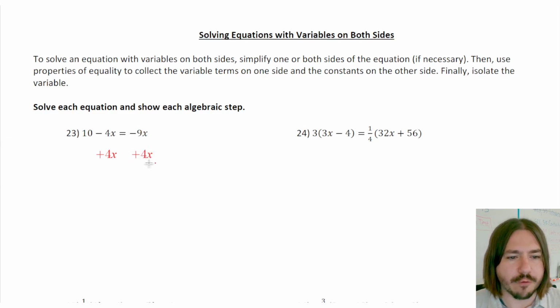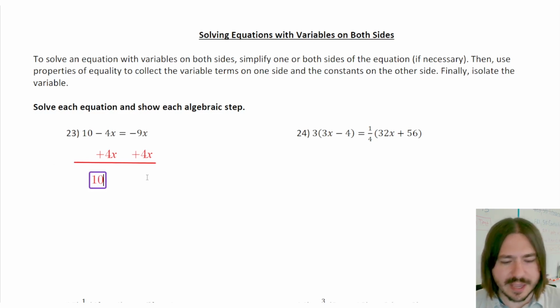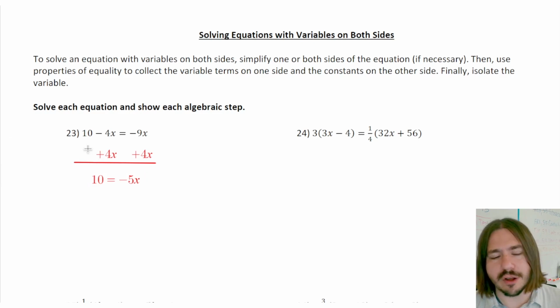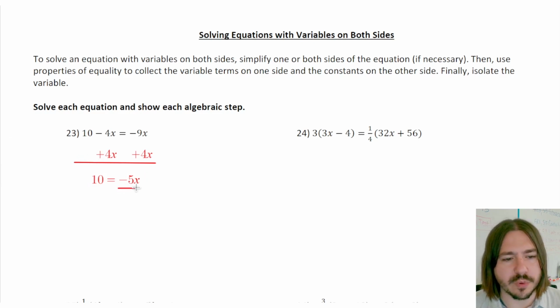So after I add 4x to both sides here, I'm going to be left with 10 equals whatever negative 9x plus 4x is, and that'll be negative 5x. From there, you can just solve it like we did all the previous problems. Here we want to divide both sides by negative 5.